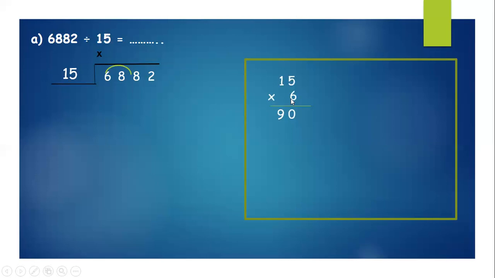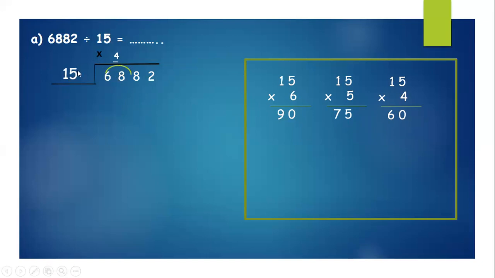What do we have to do now? We try the 5. So 15 times 5, we get 75. So is the answer 5? No, because 75 is bigger than 68. We cannot write 5 in the quotient. So now we try the 4. 15 times 4 is equal to 60. Now can we write 4 in the quotient? Yes, because 60 is smaller than 68.